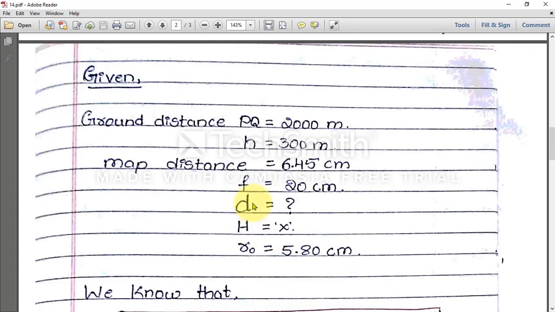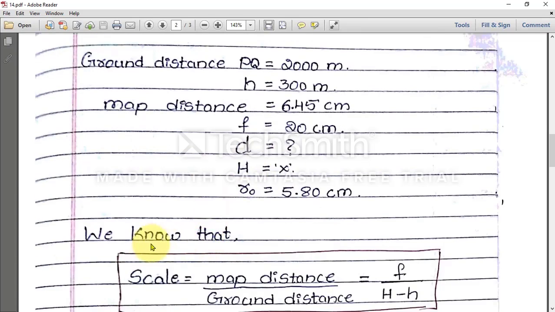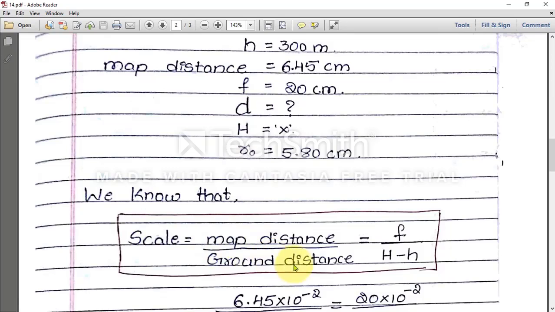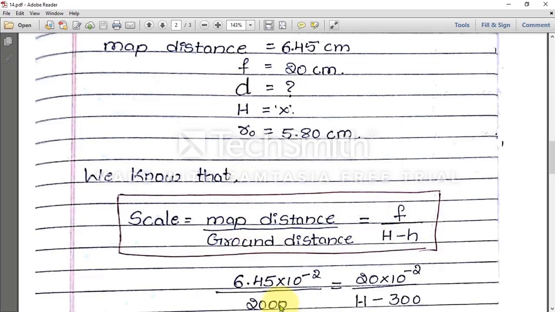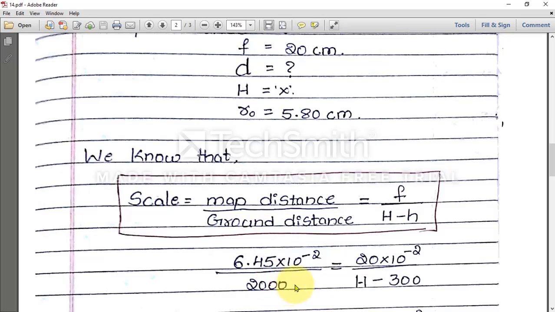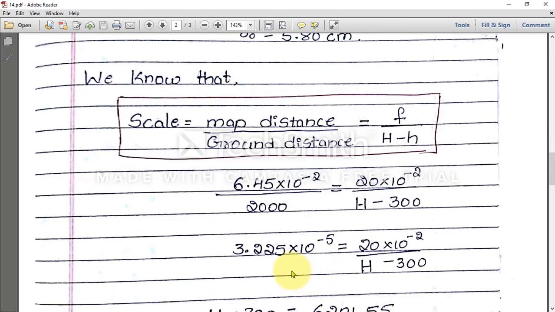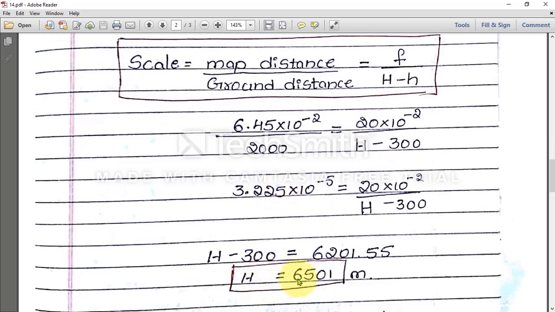You need to find out d and H. Okay, so first we will see, we know that scale is equal to map distance by ground distance, is equal to F divided by H minus h. So map distance is given, substitute. Ground distance is also given, substitute. Focal length is also given, substitute. Important, here it is in centimeter. Map distance is also in centimeter. So substitute everything, you will get H is equal to 6501 meter. Capital H, flying height of the aircraft.